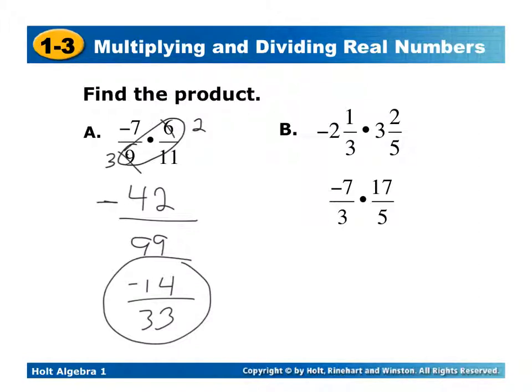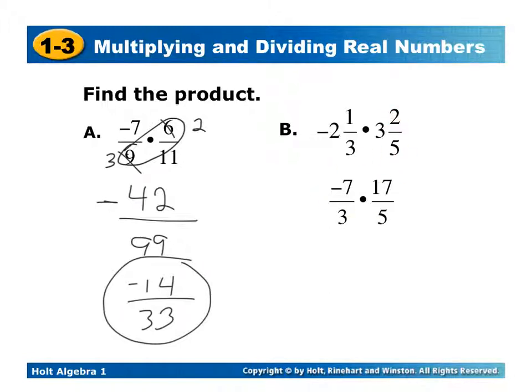So let's look at this next example. We have negative 2 1/3 times 3 2/5. Remember, in order to multiply mixed numbers, we have to first change them into improper fractions. So we would take 3 times 2 is 6, plus 1 is 7. Notice the only thing that's different, so we bring that negative sign down. It doesn't affect the actual mixed number or improper fraction at all. Same thing here, 5 times 3 is 15, plus 2 is 17.